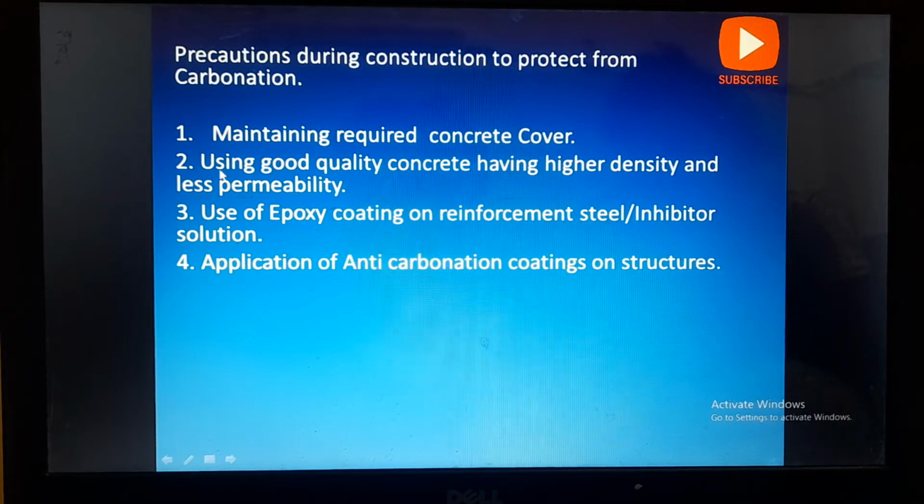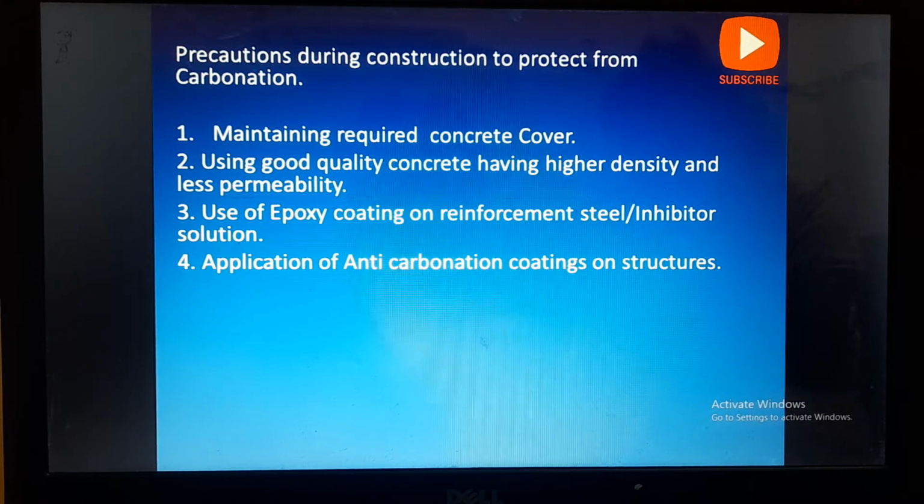And one more thing, using good quality concrete having higher density and less permeability. Either water or carbon dioxide or air, anything will penetrate through the pores present in the concrete. If you use a concrete having higher density and less porosity and less permeability, in that case it doesn't allow carbon dioxide to enter into the concrete and will protect your structure from carbonation.